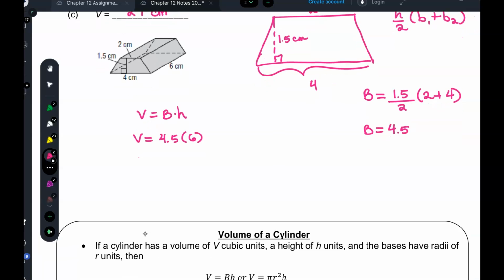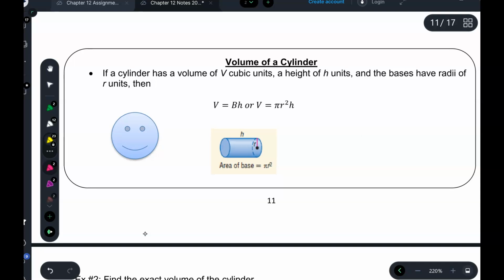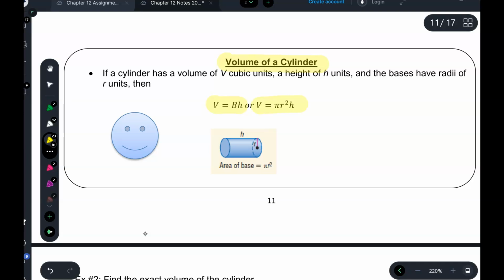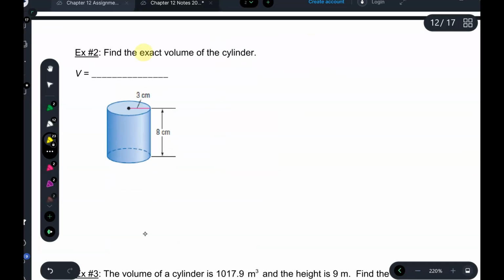It's the same stuff. What's going to be the volume of the cylinder? Same thing, area of the base times the height. But what's the base when we have a cylinder? It's pi r squared. That's it. Okay. And this time we want to find exact, which means what? Pi. We're going to have the pi in the answer.